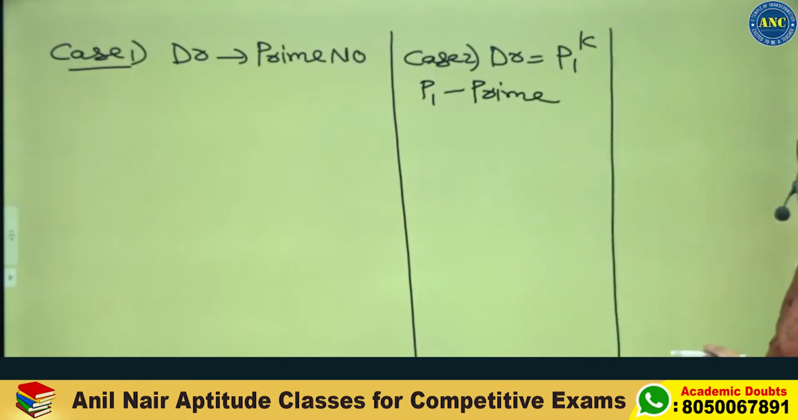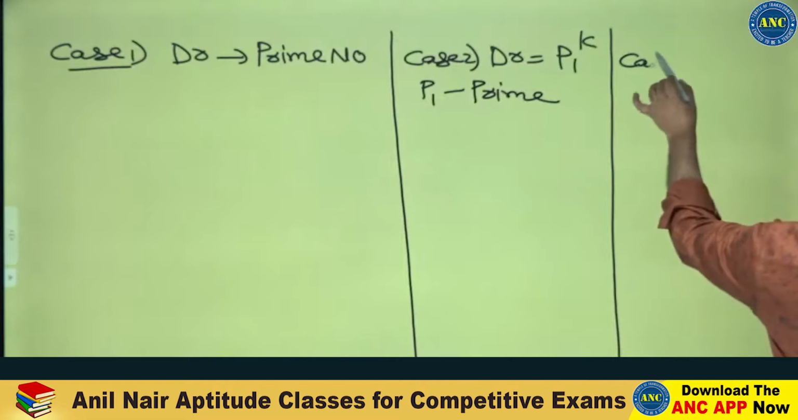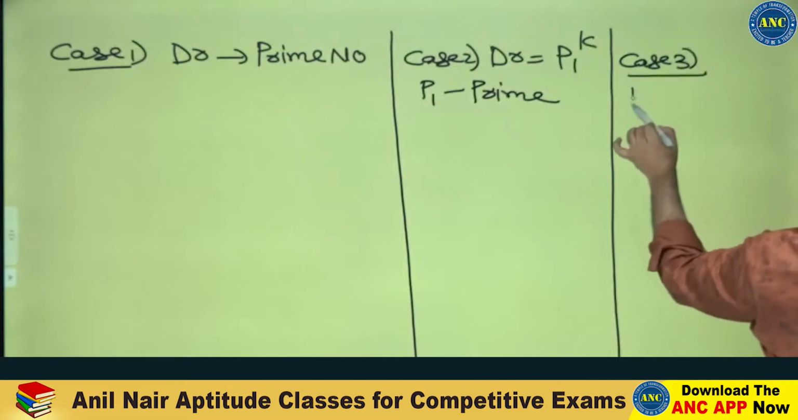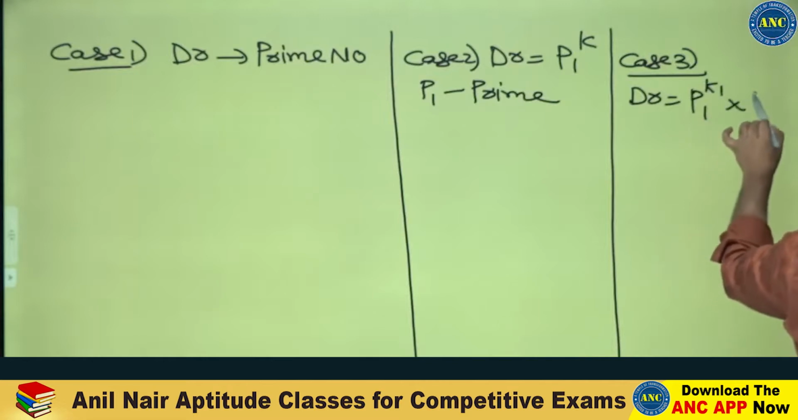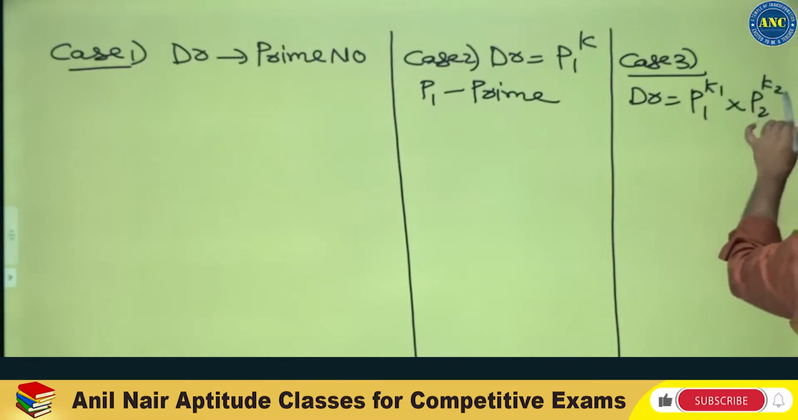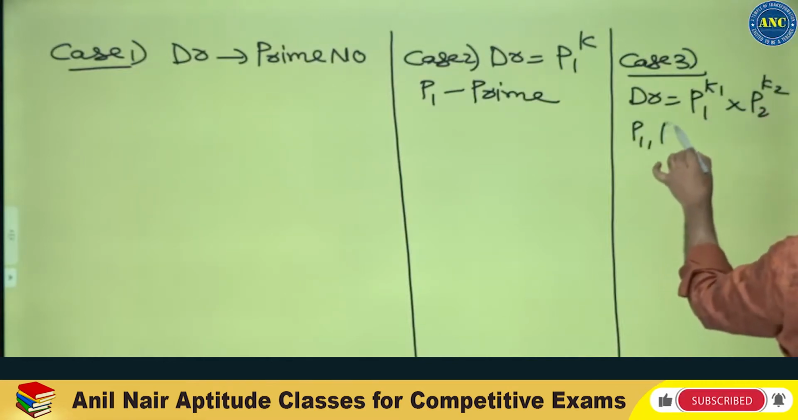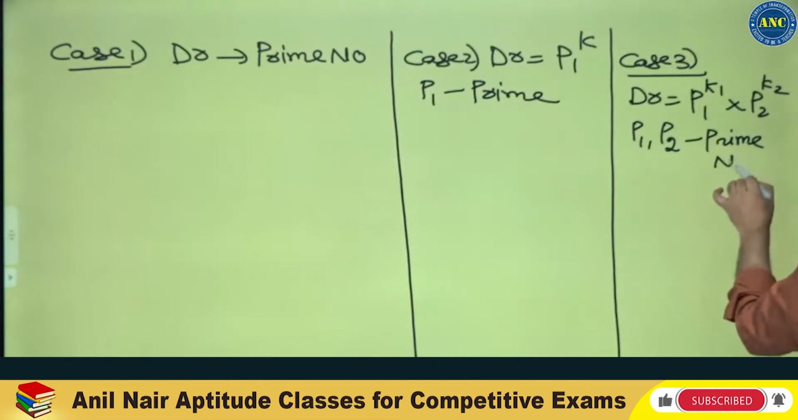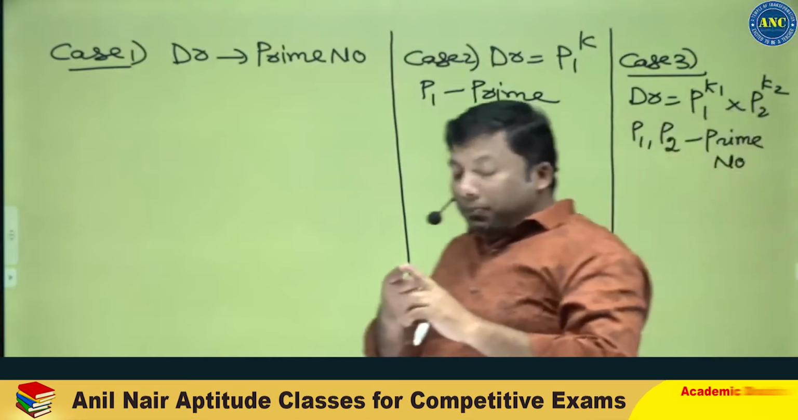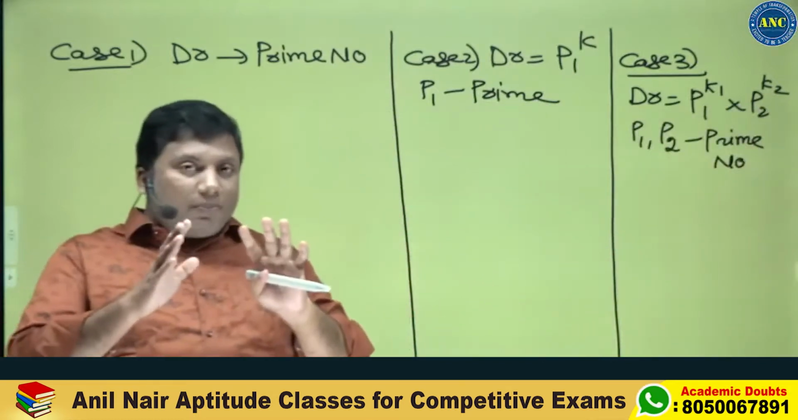Case number 3: the denominator is a product of powers of prime numbers, P1 power k1 into P2 power k2, where P1, P2 are prime numbers. Every composite number can be written as a product of powers of prime bases.